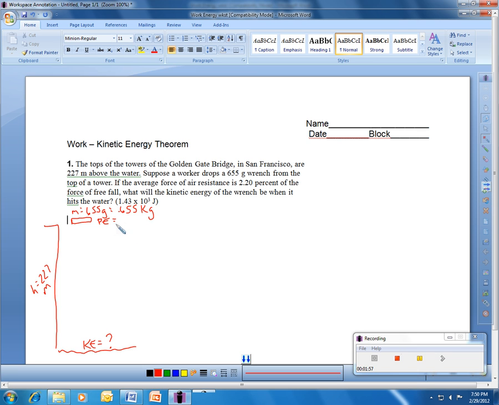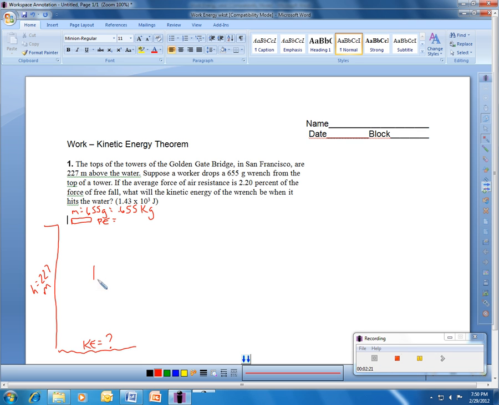Because they say that there is air resistance here, is the potential energy at the top going to be equal to the kinetic energy at the bottom? The answer to that is no, because some of that energy is going to be transferred to friction due to the air resistance as it is falling.